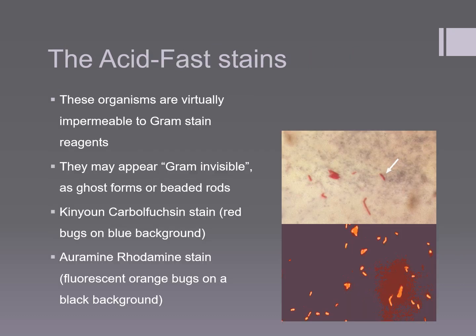Let's go ahead and start the discussion with the acid-fast stains, okay? These organisms are virtually impermeable to the gram stain reagents. They may be what's known as gram-invisible, or ghost forms, or beaded positive rods. We can use a couple of stains to really make it easy to see the acid-fast organisms. We can do a really quick method known as the Kinyoun's carbolfuchsin stain. This is where we had red organisms on a blue background.